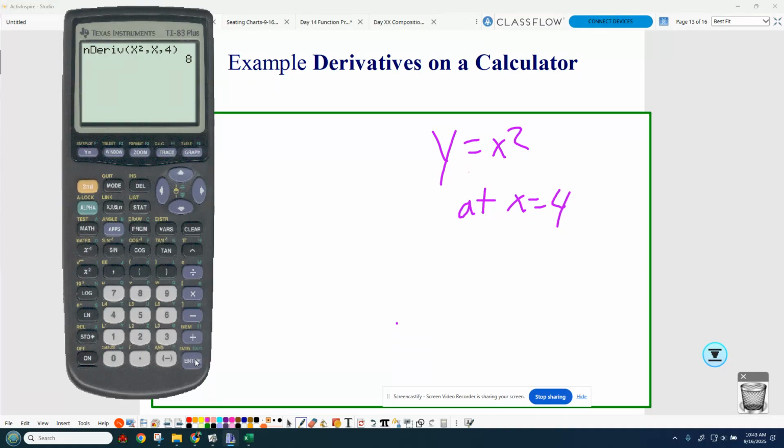And if I wanted the derivative at another value, do you guys know how to pull up that same line again? If I hit the second key and enter, I'm like, you know what? I want the derivative at 1. It's a lot less typing.